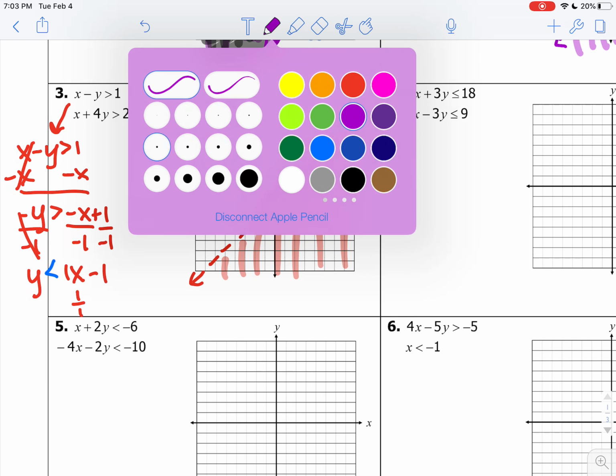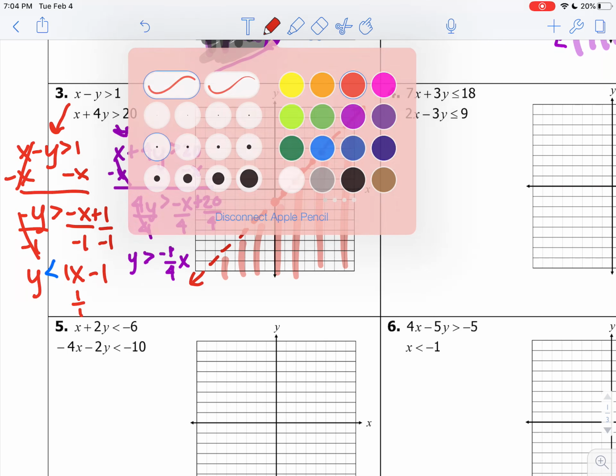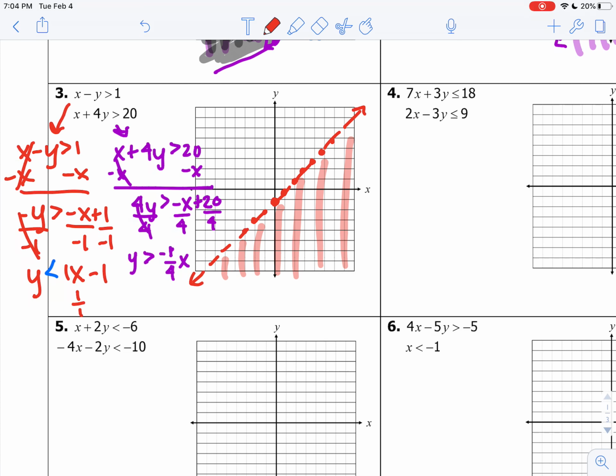And the next line. So here, if we have x plus 4y is greater than 20, we're going to subtract x from both sides. 4y is greater than negative x plus 20, and then divide by 4. So y, and this time I didn't divide by a negative, I divided by a positive. So I'm going to put negative 1 over 4x, because remember, up here, that's really a 1 in front of it, right? So you can take the 1 out and make it negative 1 over 4x plus 5.